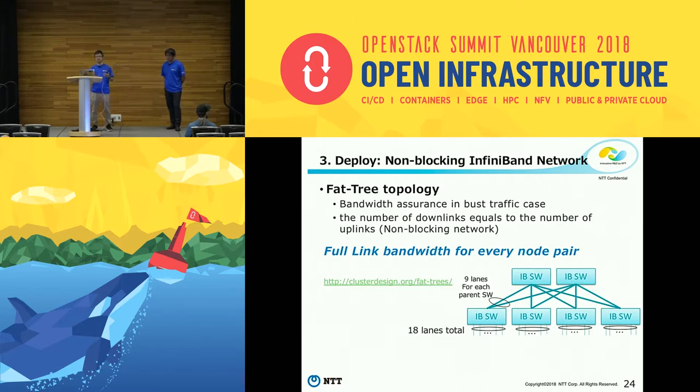So we are now considering the two layers of the InfiniBand network, and each InfiniBand switch had 336 ports, and half of the ports can be used for the GPU servers, and the other half should go up to the other InfiniBand network, like this. So please follow the links from here for the fat tree topology in detail. But anyway, that ensures the full link bandwidth for every node pair. That is really important to ensure the high bandwidth for the GPU computations.